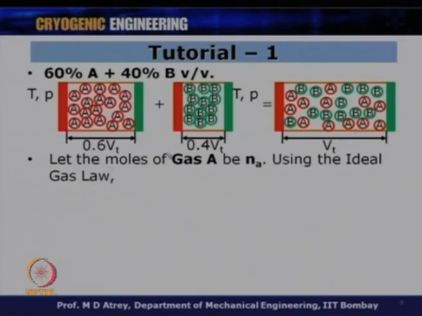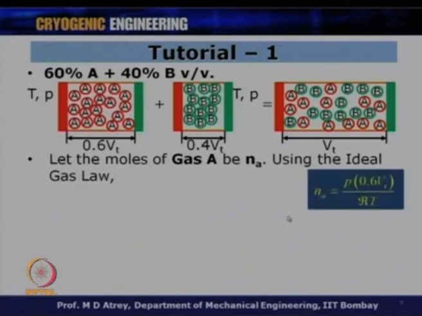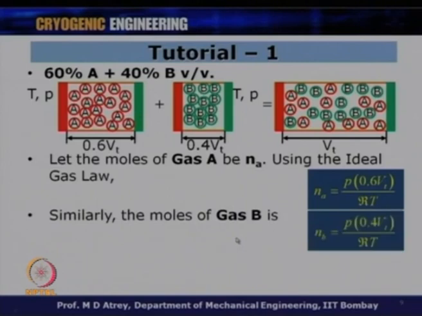So, what do we calculate? Let us calculate the number of moles of gas A, the number of moles of gas B, and the total number of moles, which will be the number of moles of gas A plus the number of moles of gas B. So, let the moles of gas A be Na, and using the ideal gas law, Na is equal to PV upon RT, Na is equal to P into 0.6 Vt upon RT. Similarly, the moles of gas B will be Nb, which is equal to P into 0.4 Vt upon RT.